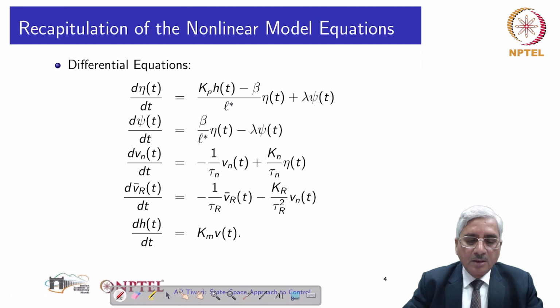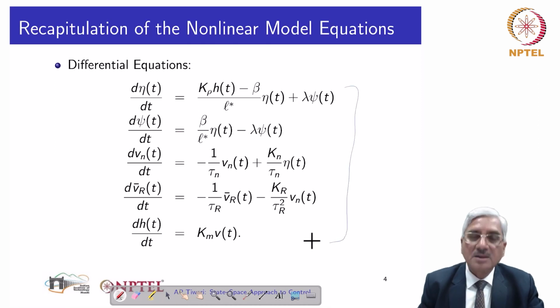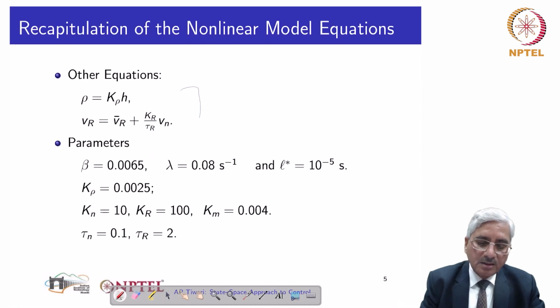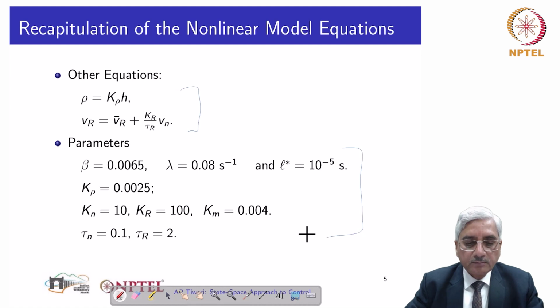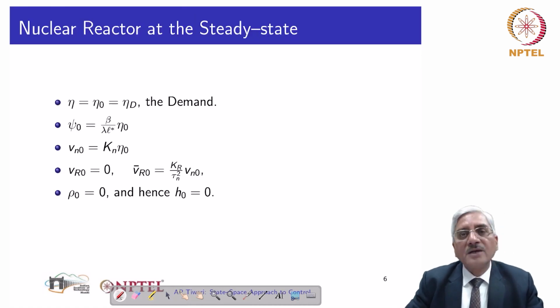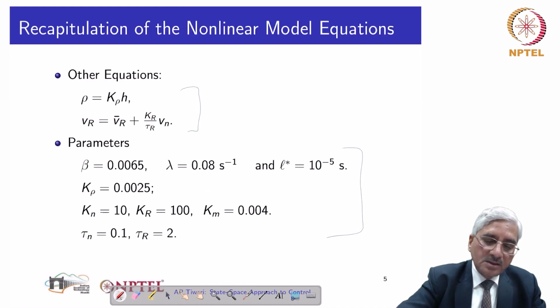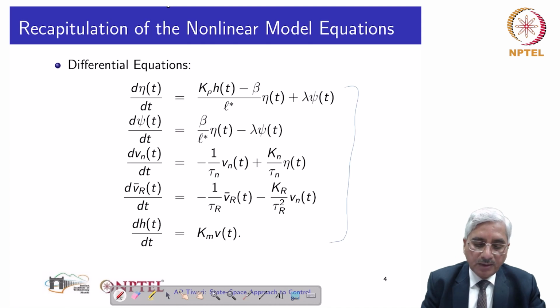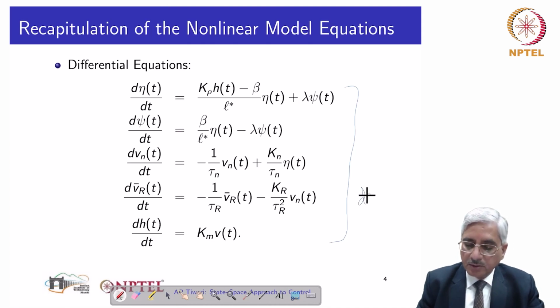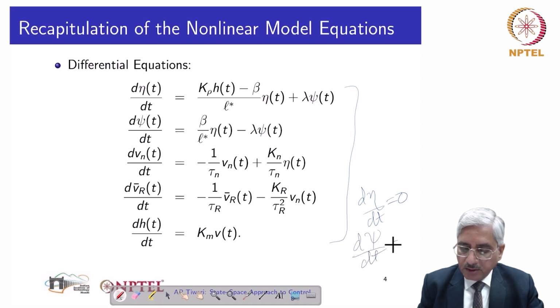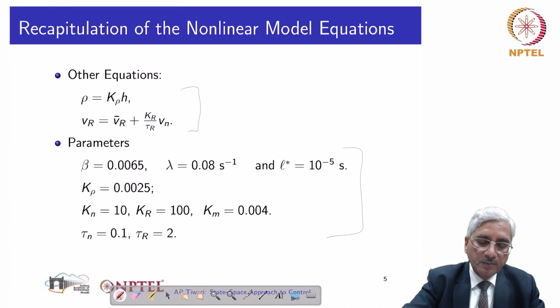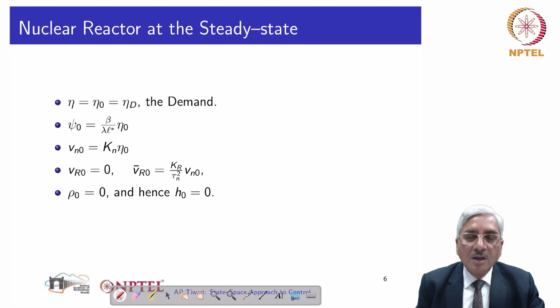So proceeding ahead, a recap of what we did in the last lecture. We derived these 5 differential equations, 2 algebraic equations, and we gave the parameters. Now we derive the steady state behavior of the nuclear reactor. Now the steady state of any system is the one in which these various derivatives will become 0. So d eta by dt should be 0. Similarly, d psi by dt should be equal to 0, and so on. All these derivatives should be 0 at equilibrium. And considering that, we derive the steady state condition of operation of a nuclear reactor.